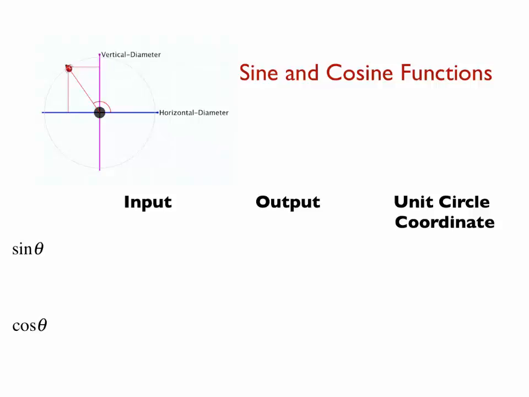So go practice, without looking at what we just did. If you wrote down what we just did, don't look at that. Practice again here. What's the input and output of sine? Input and output of cosine, and then what coordinate are those?